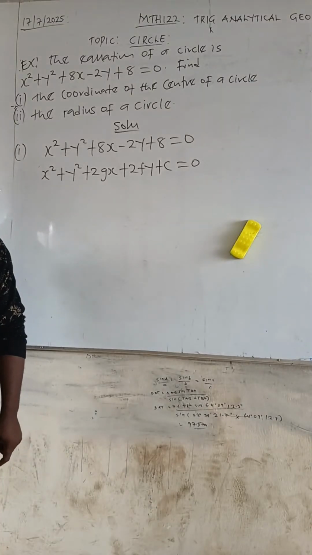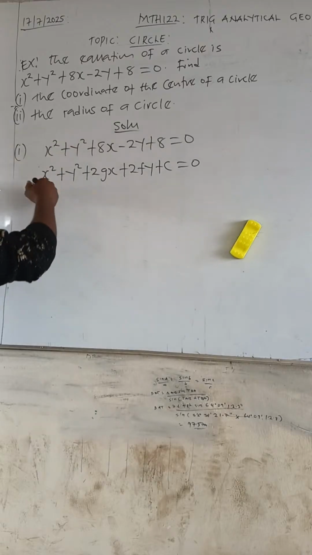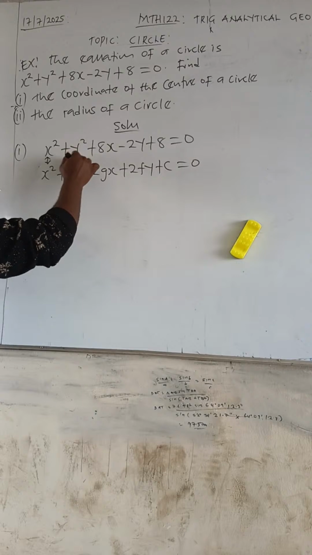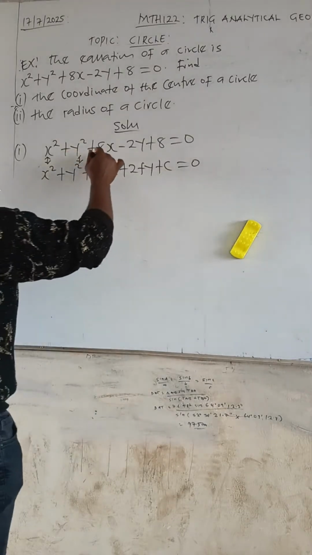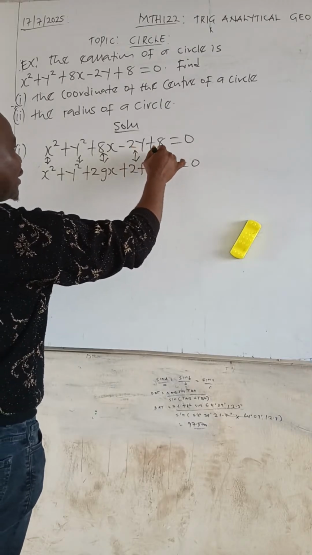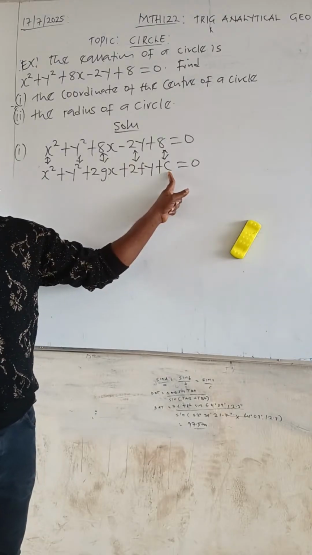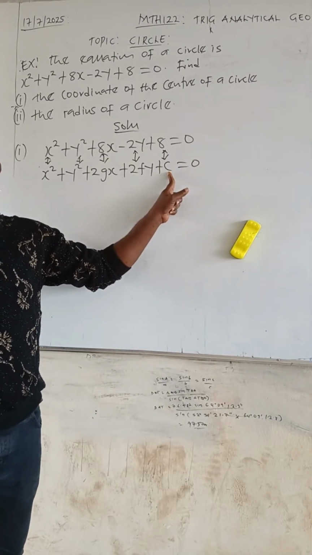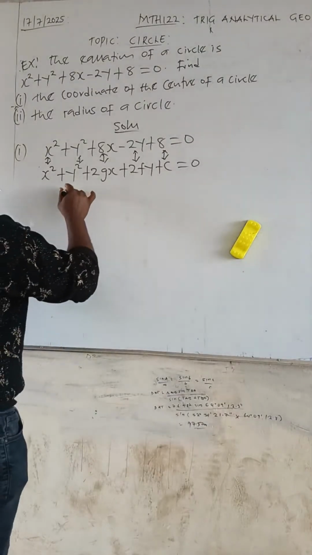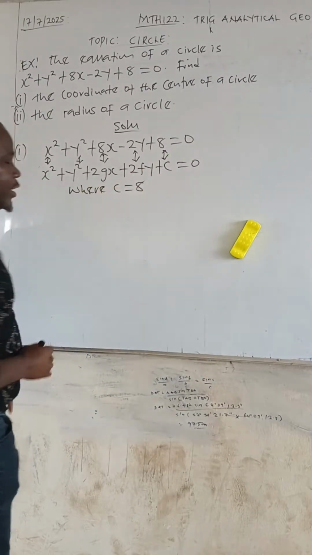It means you don't need a prophet to tell you, this and this will pair. True or false? It means you are getting your C. Where your C is what? 8. Where C is equal to 8.